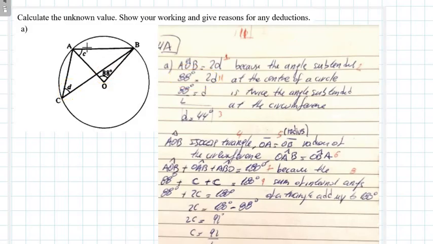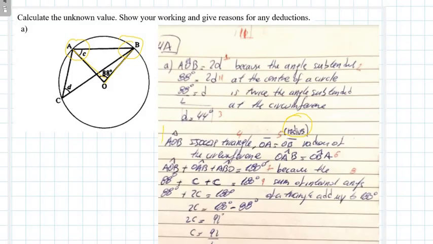Now, the second part, angle C. It says AOB is an isosceles triangle. So this is an isosceles triangle, and once you find an isosceles triangle, you have to write all this. You have to say AO equals OB because they are radii of the circumference. And you can say that OAB equals OBA. Why? Because the base angles are equal in an isosceles triangle.